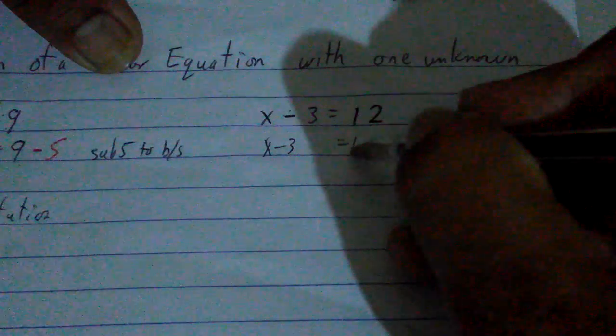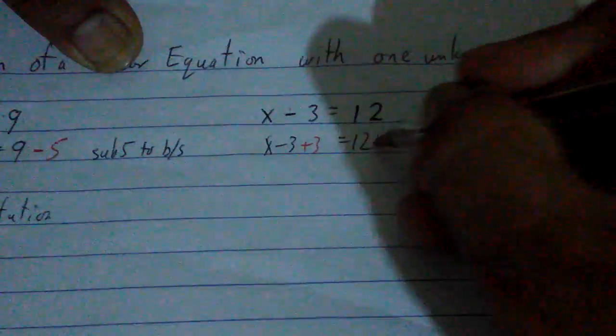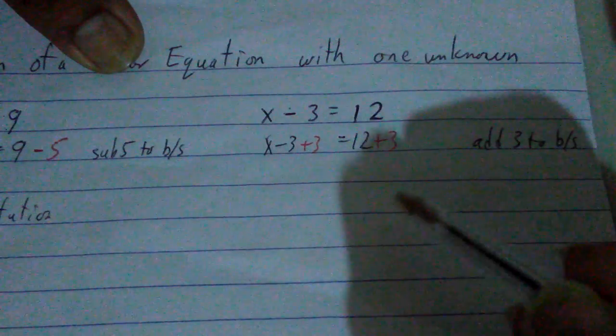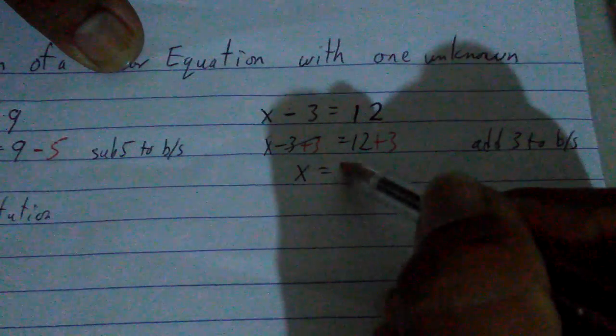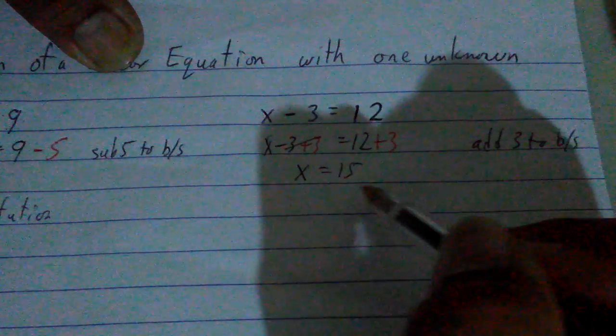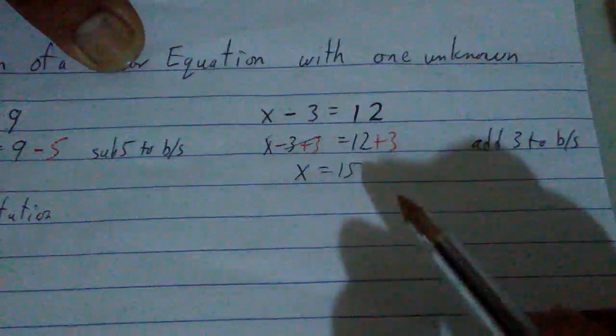So we end up with x minus 3 equals 12. Let me write that in red, what we are doing. And then these 3's cancel out, leaving us only with x equals 15. That's our solution. Let's prove it that this is true.